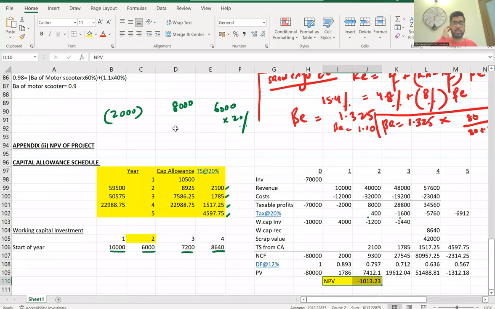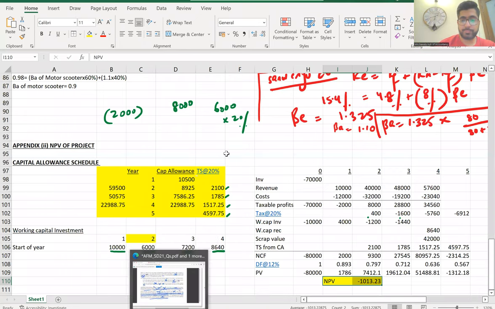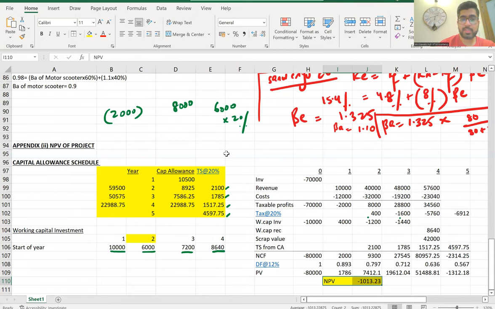Okay, so you can copy the solution. It was, I think, worth 7 marks. Easy 7 marks. If you have any questions with respect to this, you can ask. Then we will continue this question.